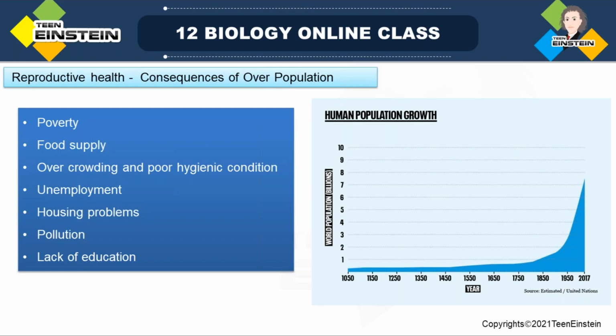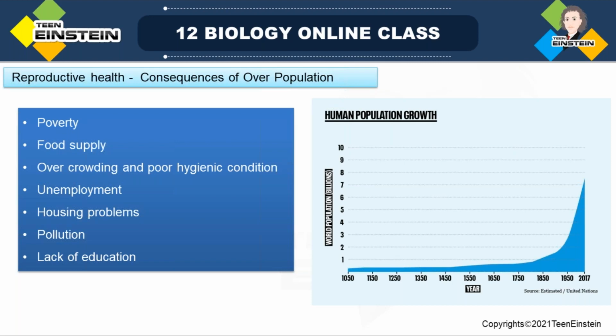Then overcrowding and poor hygienic condition. You know that a crowded area won't be hygienic because they can't maintain that. More number of people in a small area, imagine how it will be. That overcrowding in a small area will lead to poor hygienic condition, like slums. You will be knowing, in slum areas it won't be hygienic. Then overpopulation will create unemployment. You know very well, that situation is there now. Those graduates are not getting employed, right?